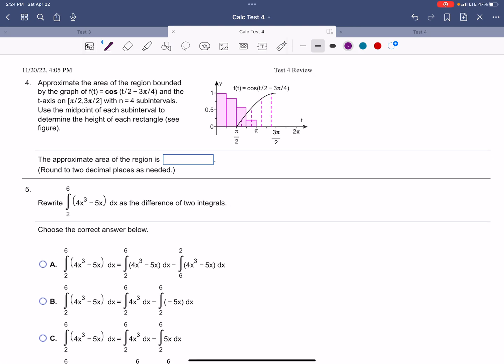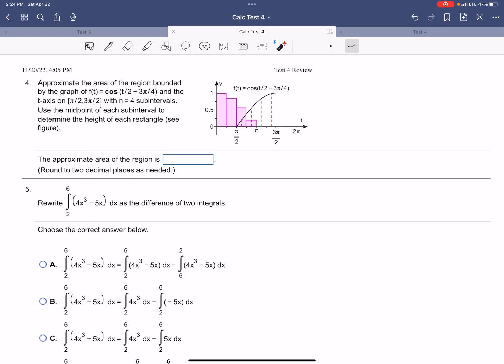What you've got is this function: approximate the area of the region bounded by the graph of f of t equals cosine of t over 2 minus 3 pi over 4, and the t-axis. You can still think about this as y and this is x; they've just labeled it t for this particular problem. The interval is pi over 2 to 3 pi over 2, and you are told to use 4 subintervals and the midpoint of each subinterval.